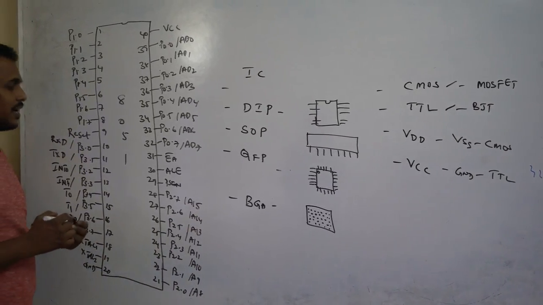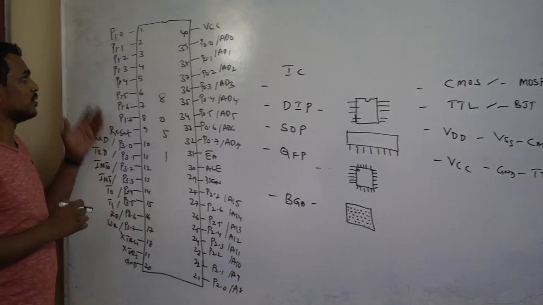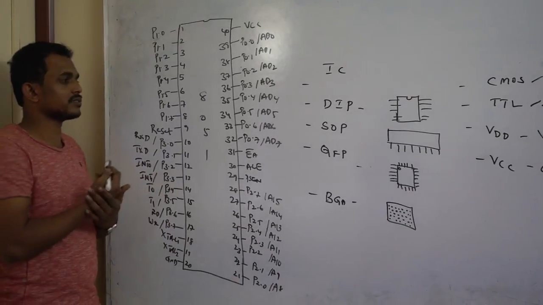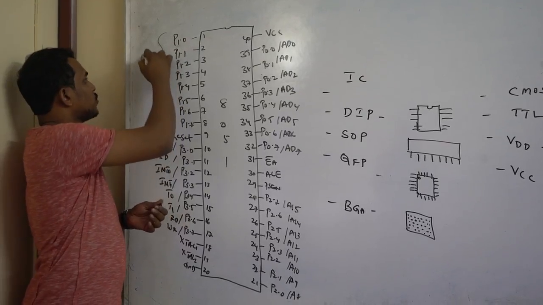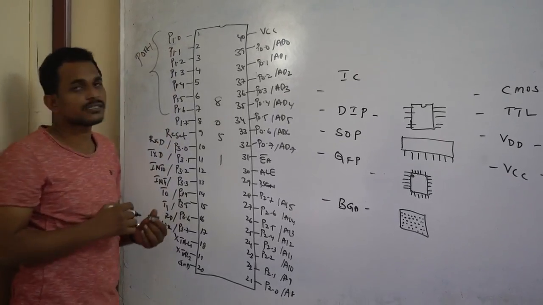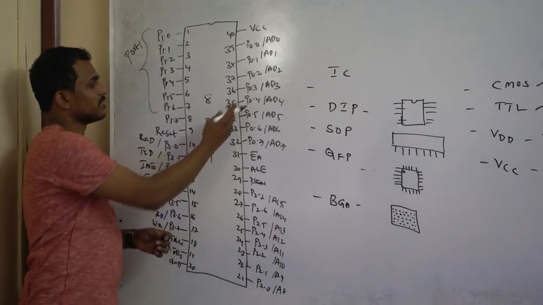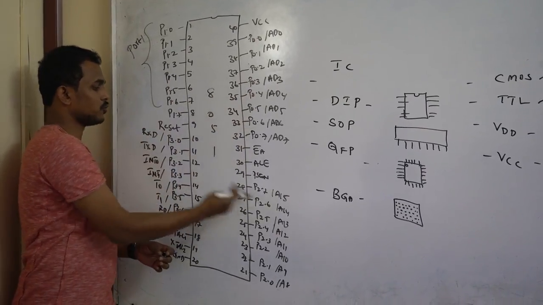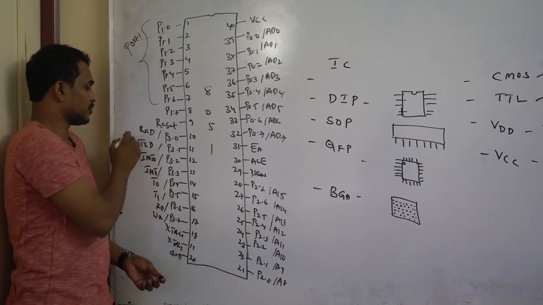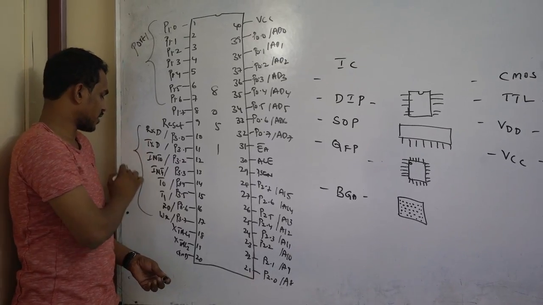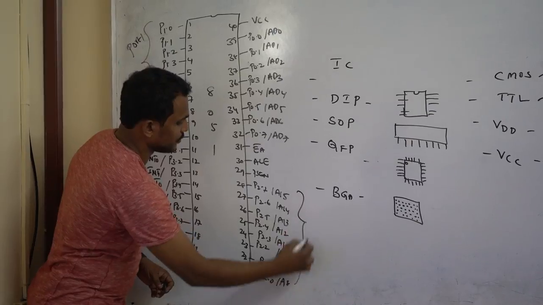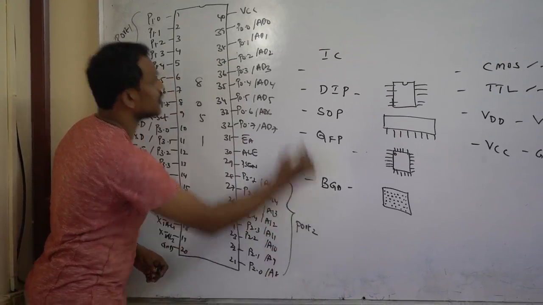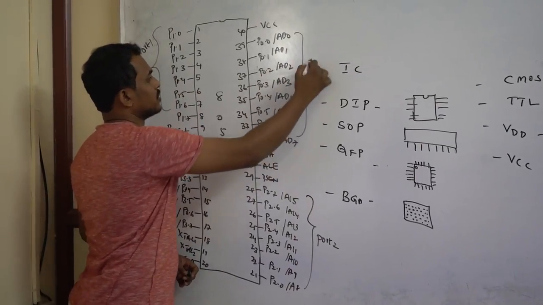So these are the physical address lines of your microcontroller from 1 to 8, which are related to completely port 1, because each port has 8 pins on your microcontroller. Like this you have port 0, port 1, port 2 and port 3. And coming to here, pins 10 to 17 are related to port 3. And coming to this side, there are port 2 pins and port 0 pins.